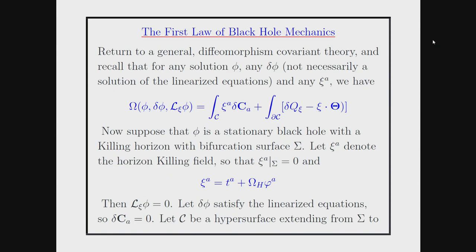Okay, so now what does this have to do with black hole thermodynamics and so on? Well, we've got all the machinery now set up to derive the first law of black hole mechanics, not just in general relativity, but in an arbitrary diffeomorphism covariant theory of gravity. So let's go back. I was doing general relativity as an example, but let's go back to a general diffeomorphism covariant theory of gravity.